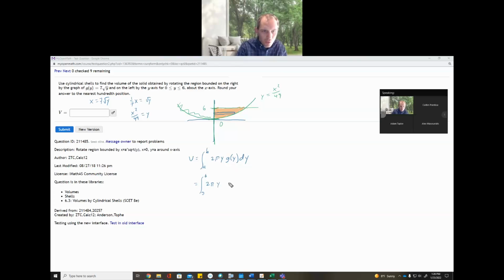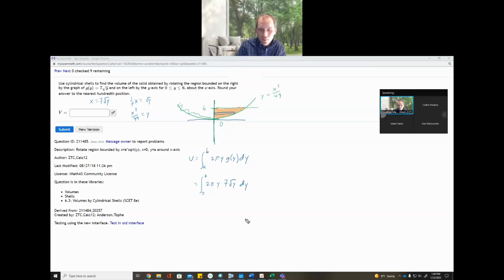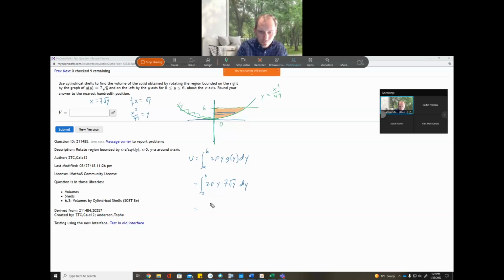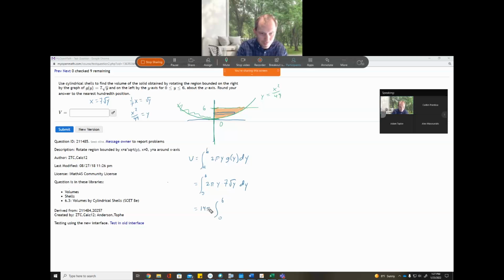So we have 2 pi y times 7 root y dy. To integrate this, I need to get rid of the multiplication. I can't have the variable multiplied by another function, so I've got to combine these together. If I think of root y as y to the 1/2, when I take y to the 1/2 times y, I'll get y to the 3/2. If you like, you can factor the constants out. Instead of writing it as 2 pi times 7, I'm just going to write that as 14 pi. So then we have y to the 3/2 dy.